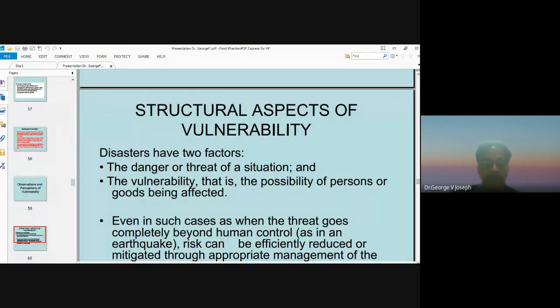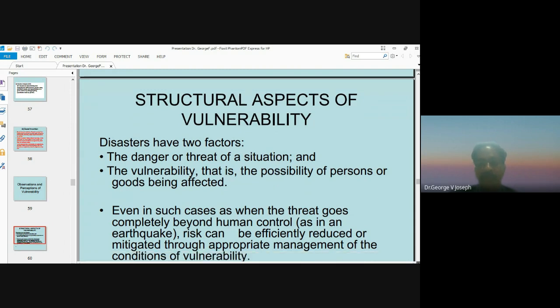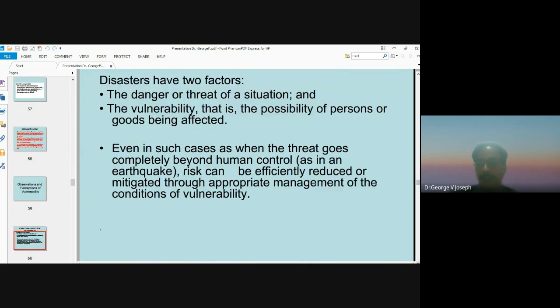If the people are aware of what is to be done and what not to be done, what resources are available with them, the people who have this type of resources, resilience, may be able to better manage such scenarios. So there are both factors. The external danger is there, but the internal coping capability, resilience, is also there. Both factors are important for understanding vulnerability.